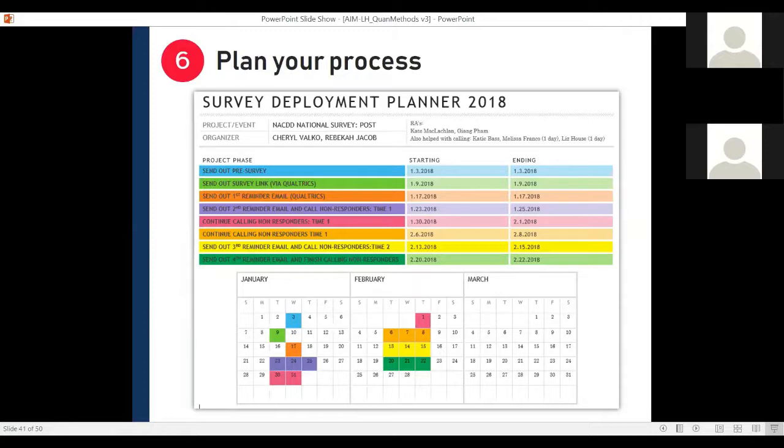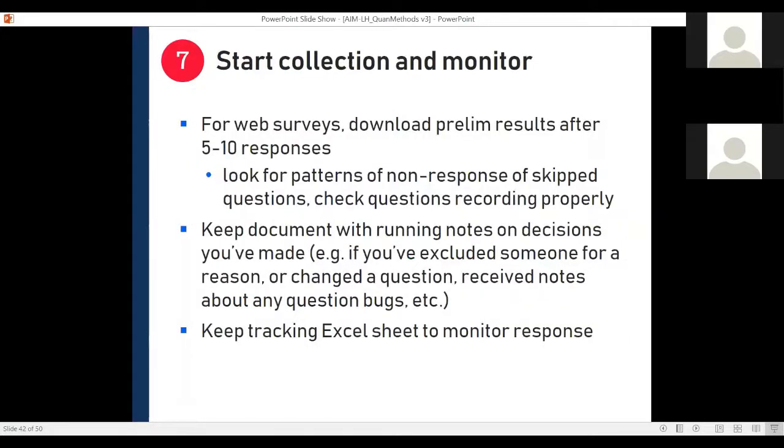And then just for us, as you can see, our typical online survey process from start to finish is about 6 to 8 weeks. So then you want to go ahead and make your survey live, or you're sending out your surveys in the mail, or you're starting to call people.